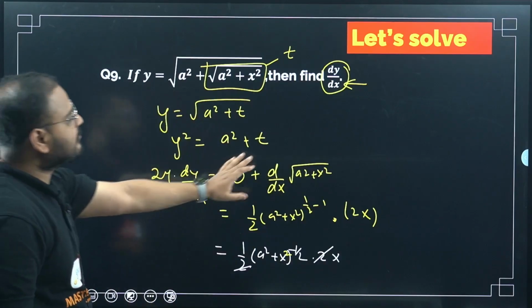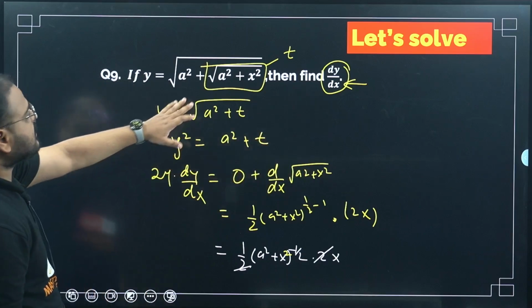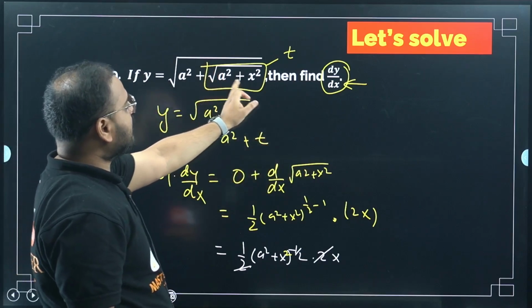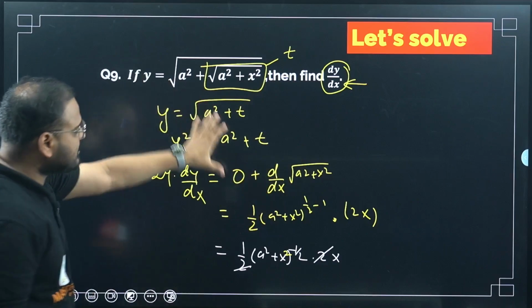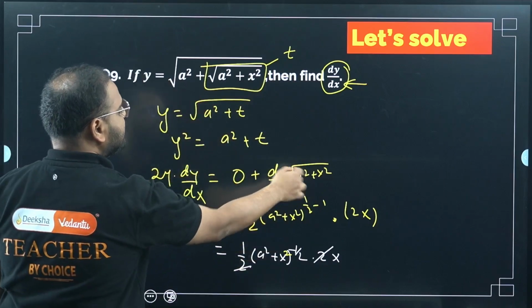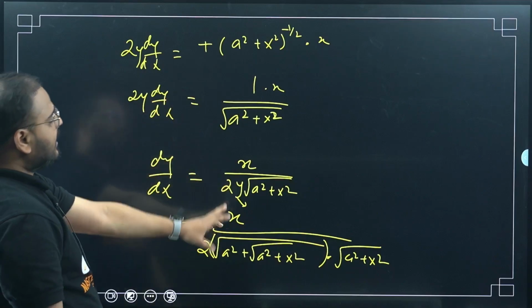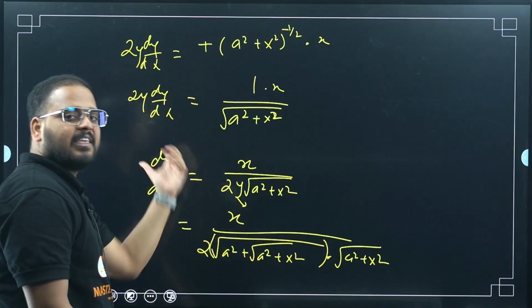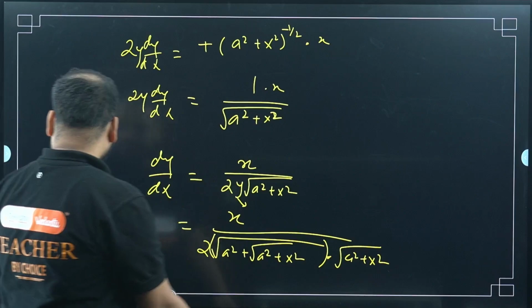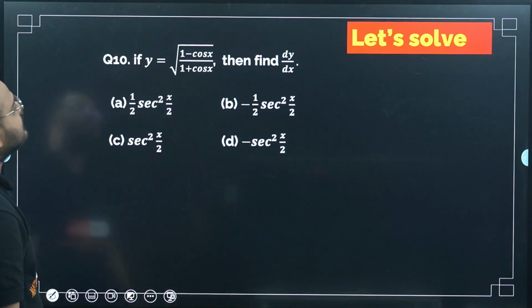Question was given like this. We had to find dy by dx. We took the substitution for root of a square plus x square as t to make the first step simpler. From there I got this differentiation using chain rule, applied and simplified this as this, and then rewrote the value of y from the given expression. Simple, sir. I think yes.